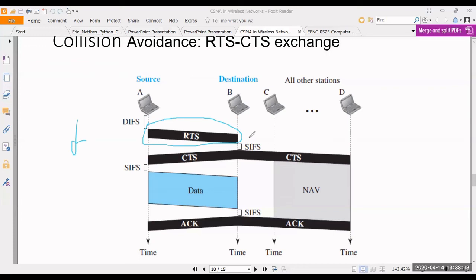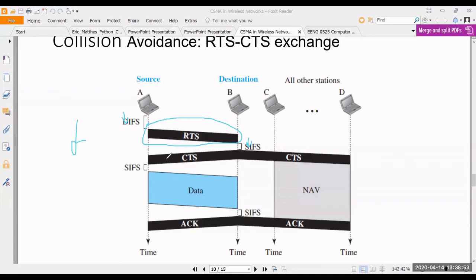I know the S to be short. This is short interframe space, but I don't know for the D. We'll have to check. S is short, but I don't know for the D. Or is it destination interframe space? That's what you're thinking, that's what I was thinking. But I don't know.